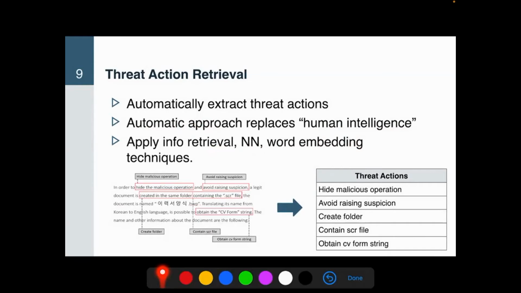Below is an example, where we try to extract valuable information like hiding malware, malicious operation, avoiding raising suspicions. Those are the threat actions that we try to extract, so that we know how they attack us and how we can prevent those in advance.